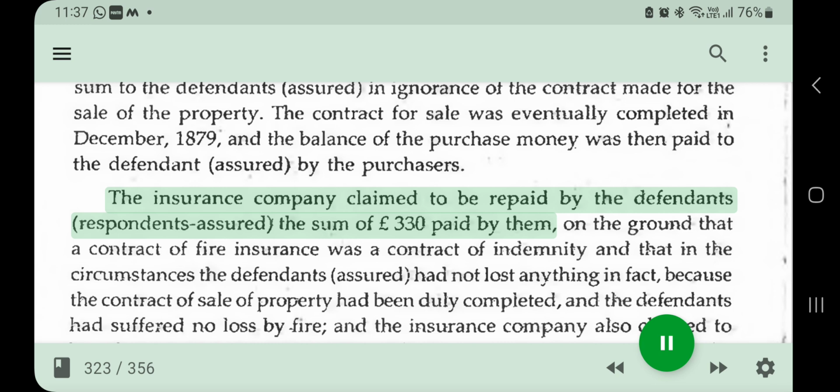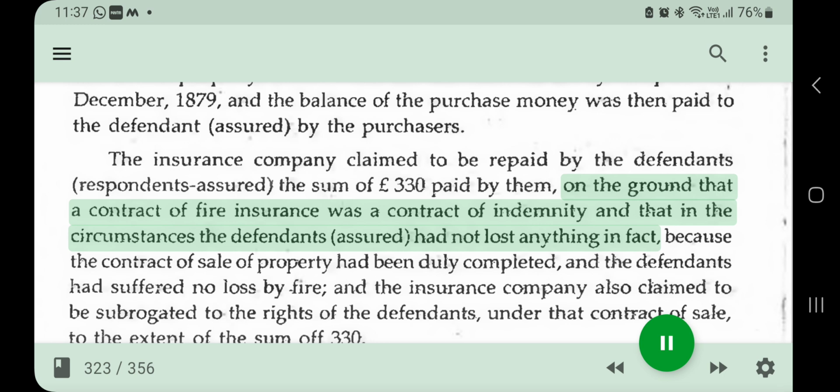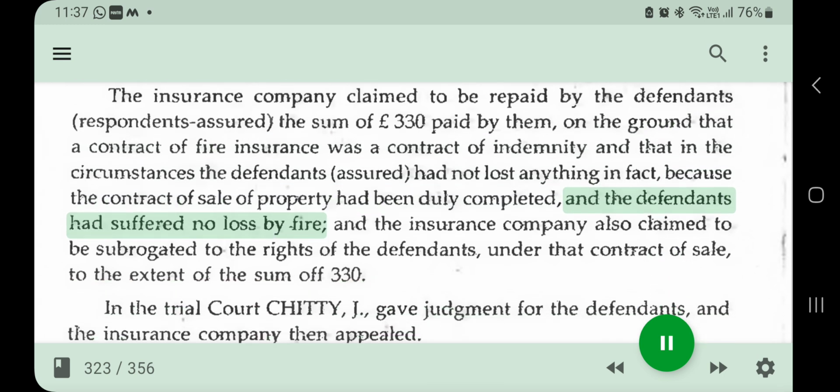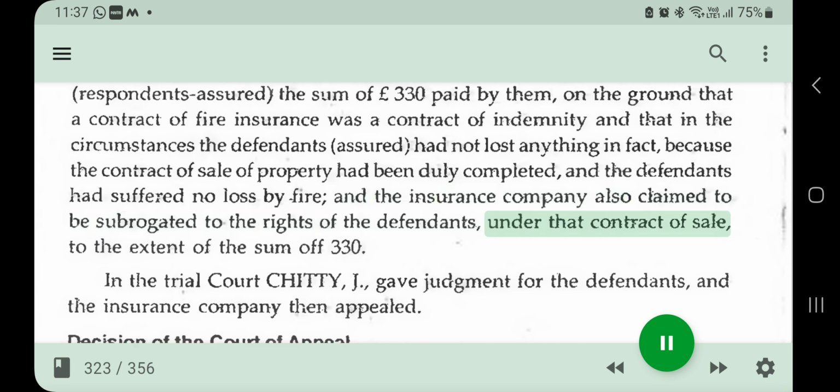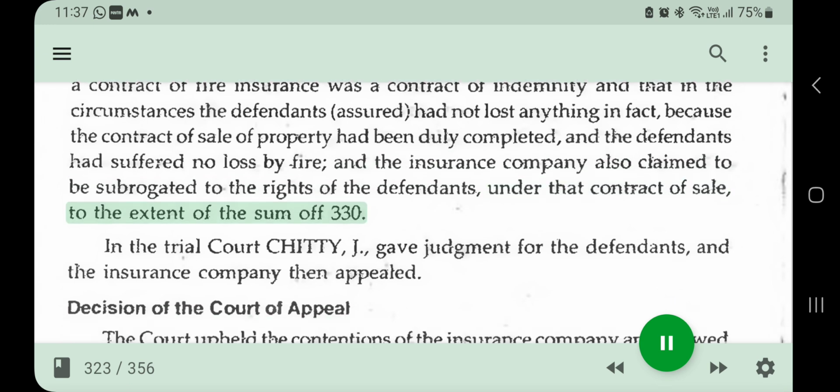The insurance company claimed to be repaid by the defendants, the assured, the sum of £330 paid by them, on the ground that a contract of fire insurance was a contract of indemnity and that in the circumstances the defendants, assured, had not lost anything in fact, because the contract of sale of property had been duly completed, and the defendants had suffered no loss by fire. And the insurance company also claimed to be subrogated to the rights of the defendants, under that contract of sale, to the extent of the sum of £330.